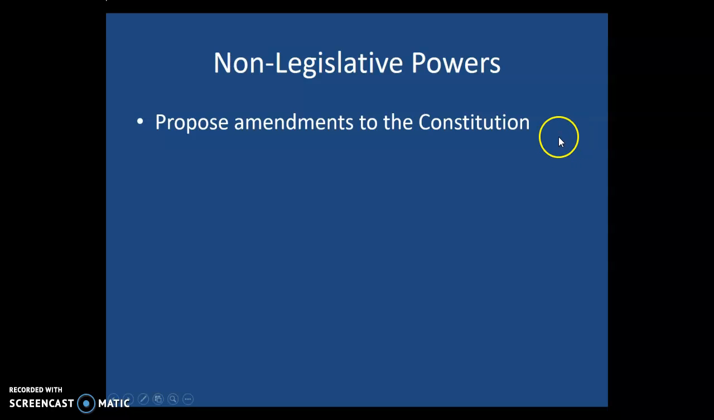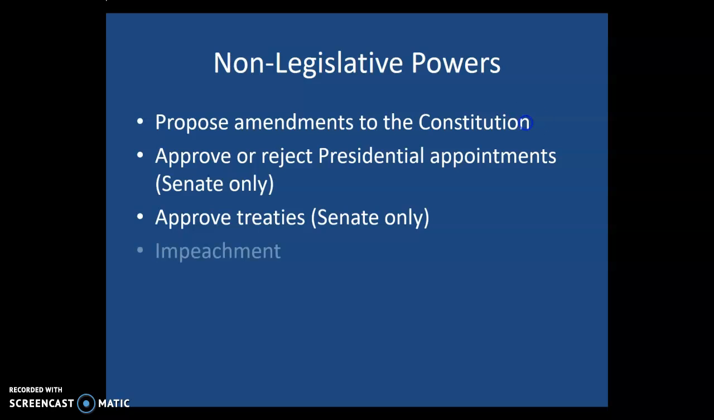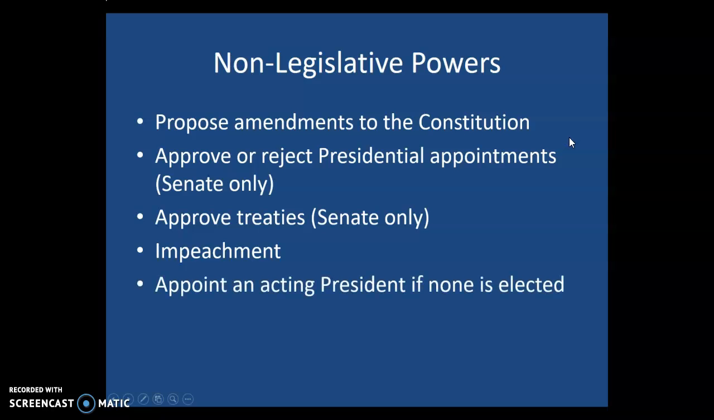Non-legislative powers would include proposing amendments to the Constitution, approving or rejecting presidential appointments, and that power belongs only to the Senate, approving treaties, another power that belongs only to the Senate, impeachment, and the House of Representatives and the Senate each have a role in the impeachment process. And finally, appointing an acting president if none is elected.